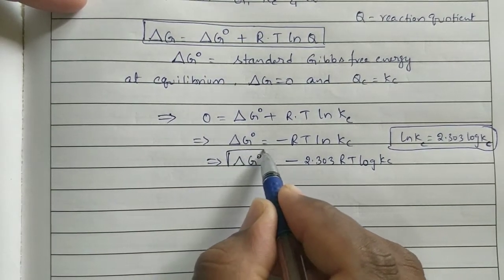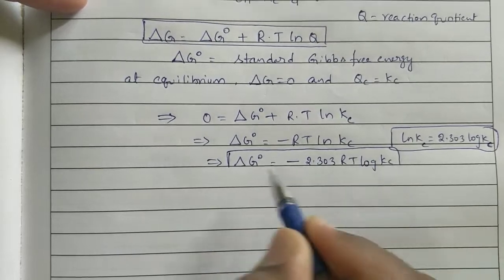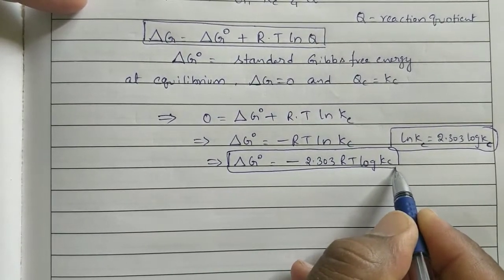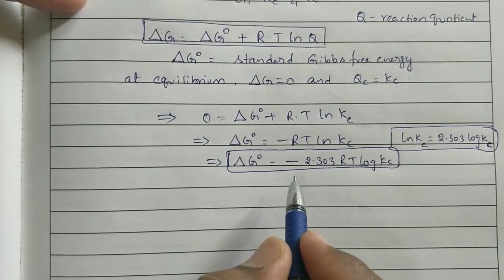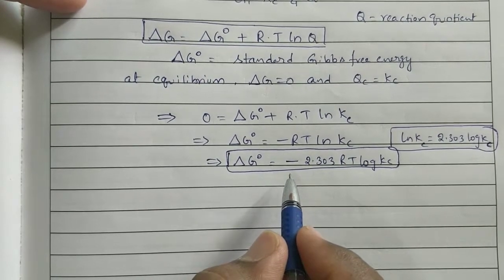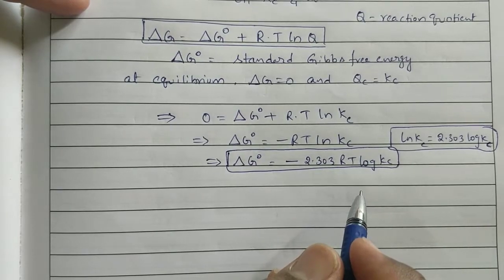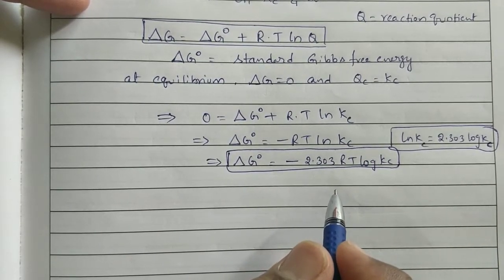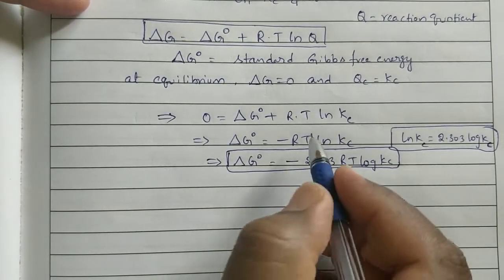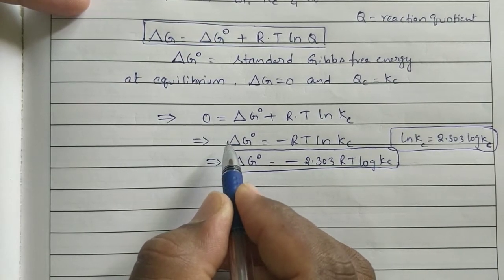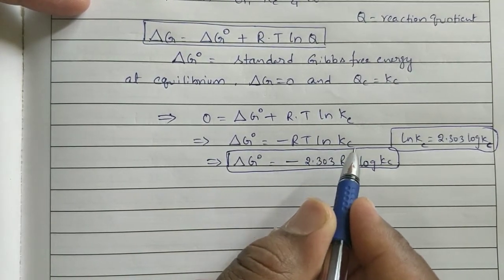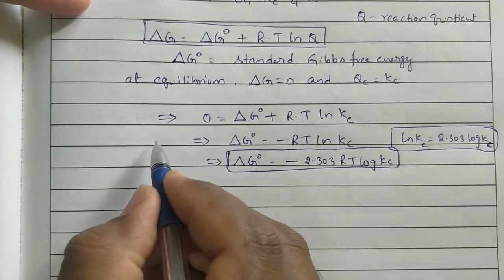Keep it in a box. The same relationship you will see in electrochemistry next year, in 12th class also. Okay, ma? Next, I am going to take this one only. Delta G naught is equal to minus RT ln Kc. So, equation 1.